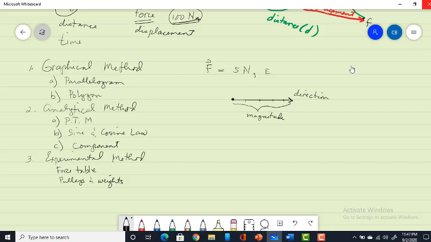So our force vector now can be represented by this arrow of a vector. So how about the parallelogram method? In the parallelogram method, for parallel vectors, parallel vectors can be added automatically.